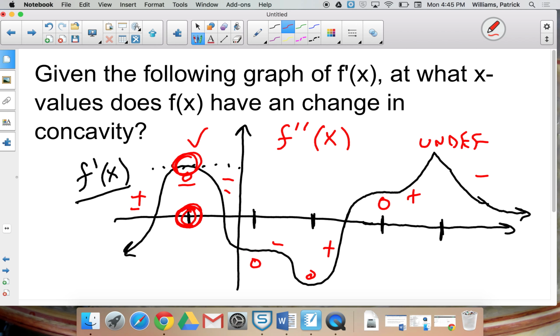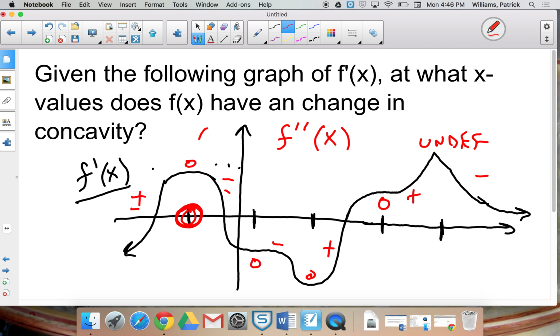Really, it would be this x value right here. I shouldn't have circled the y value. Sorry about that. So let me redraw this. All right, so we got something like that. There we go. We got a point of inflection right there.